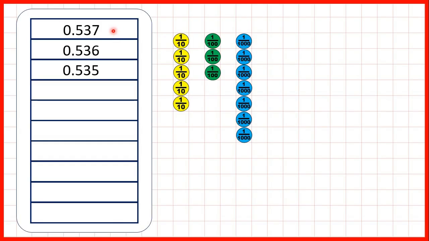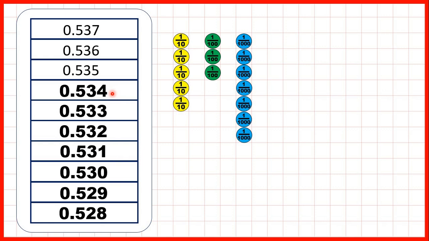Now let's practice counting back in thousandths. So to start, we have 0.537, so we can show that with 5/10ths, 300ths and 7,000ths. If we're counting back in thousandths, we then have 0.536, then 0.535. What are the next 7 numbers in this sequence?